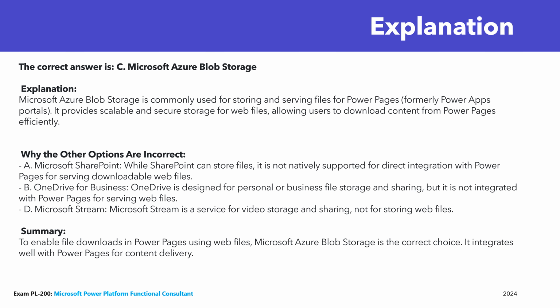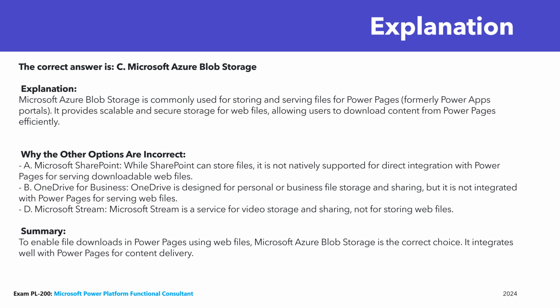The correct answer is C. Microsoft Azure Blob Storage. Explanation. Microsoft Azure Blob Storage is commonly used for storing and serving files for Power Pages, formerly Power Apps portals. It provides scalable and secure storage for web files, allowing users to download content from Power Pages efficiently. Why the other options are incorrect.